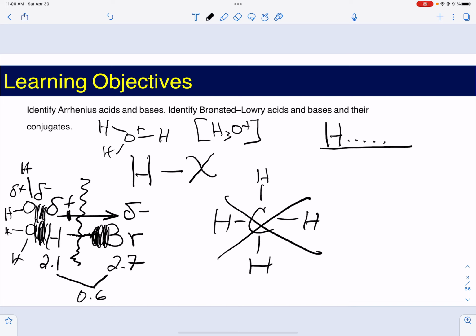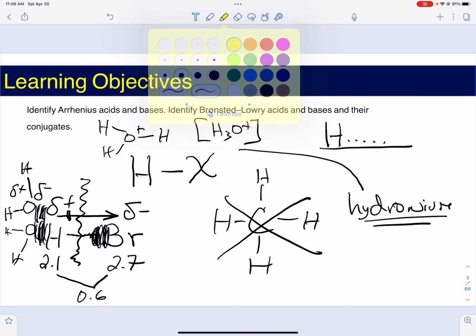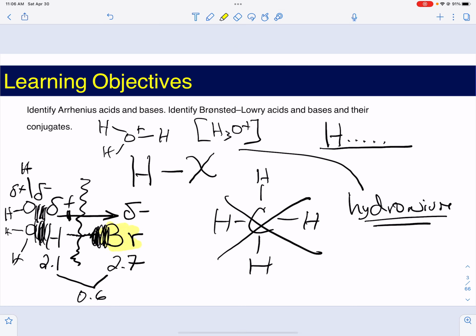So any substance that is capable of producing hydronium is going to be an acid. But to be an acid, it's going to have to be attached to something relatively electronegative so that the hydrogen is hanging by a thread in that analogy. So that's the first thing I want you to understand about acids.